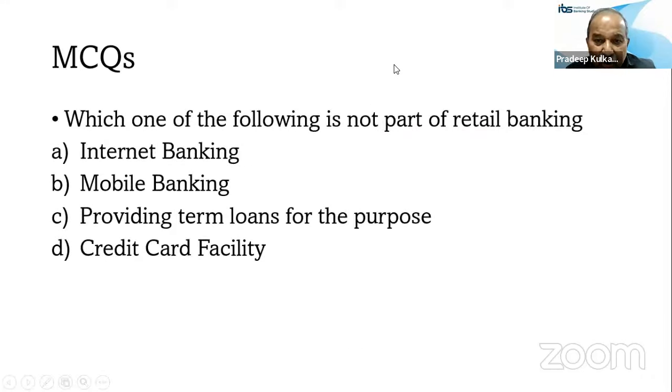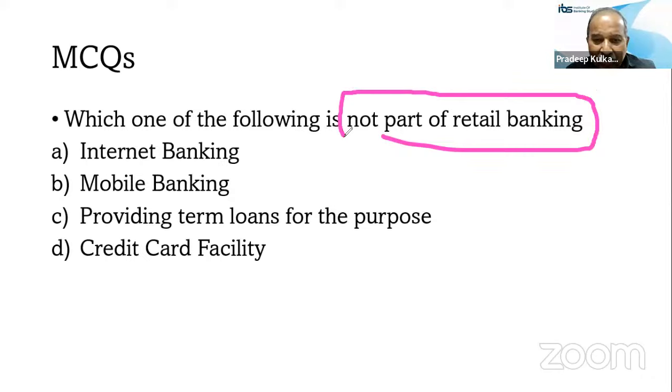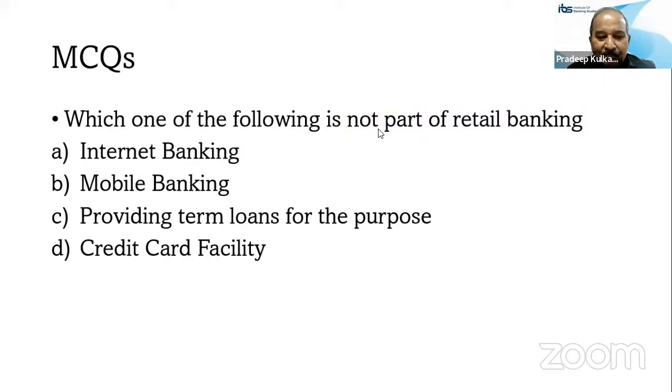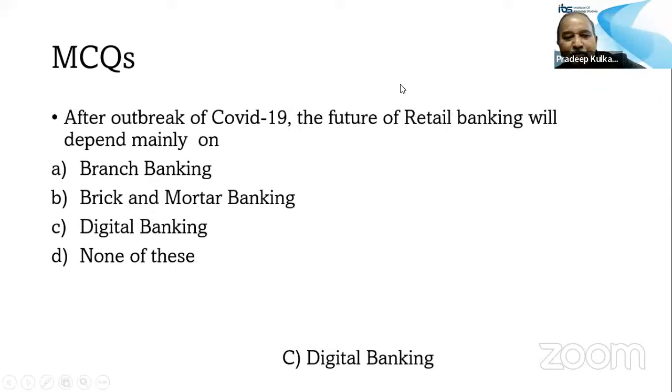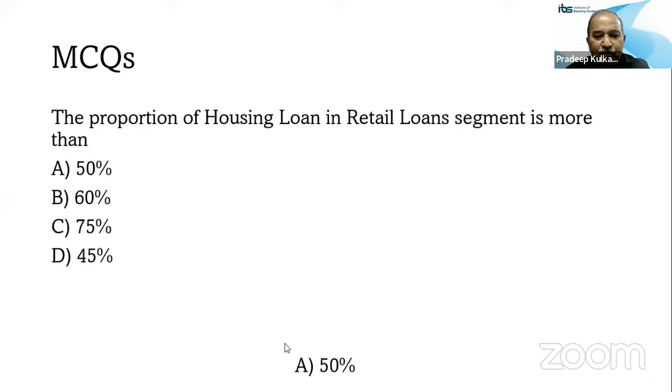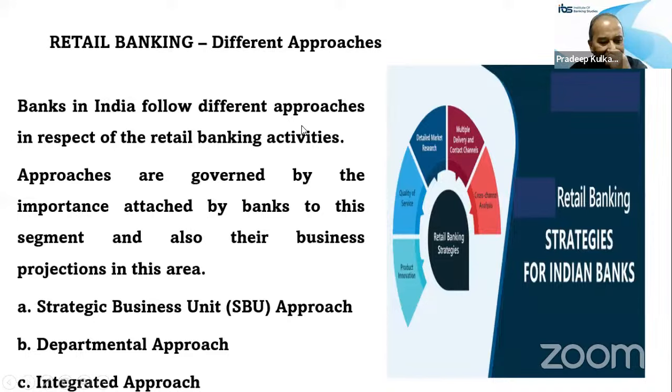Which one of the following is not part of retail banking? Providing term loans for the purpose of setting up of an industrial unit. That is not retail. After outbreak of COVID-19, future of retail banking will depend mainly on digital banking. The proportion of housing loan in retail loan segment is more than 50%. I think this is the way it goes.